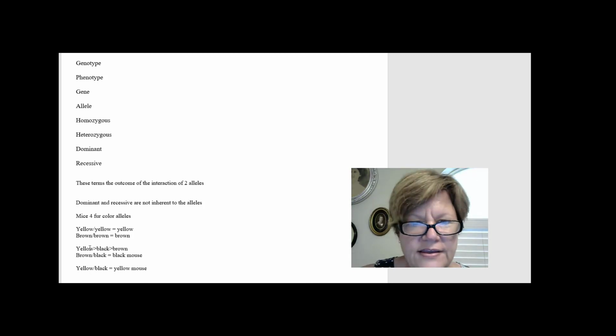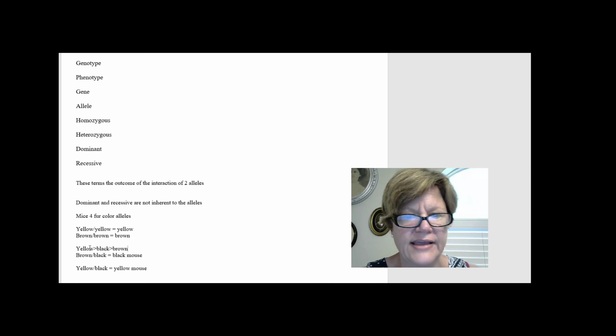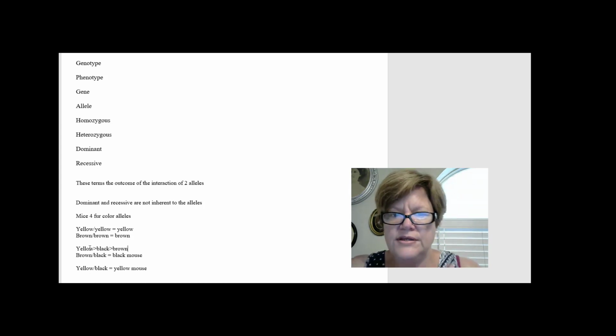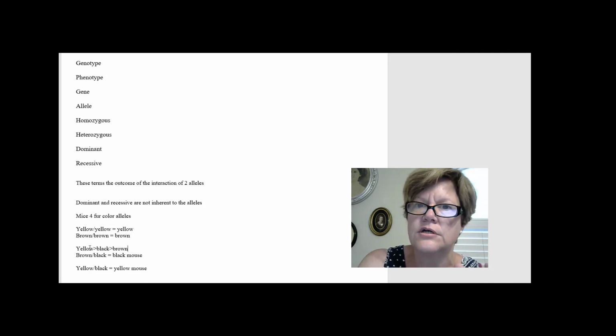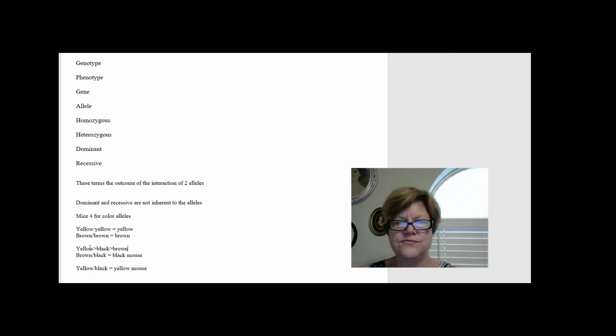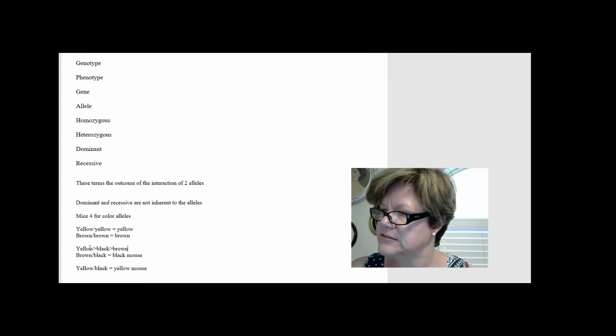And so what I'm trying to say is dominant is not an inherent feature of the allele itself. You can't just say black is dominant, period. It's only black is dominant when it is put with brown. It's only in that situation. Or black is recessive when it's put with yellow. So these are a little bit of a nuanced thing that you probably didn't encounter in your freshman class.